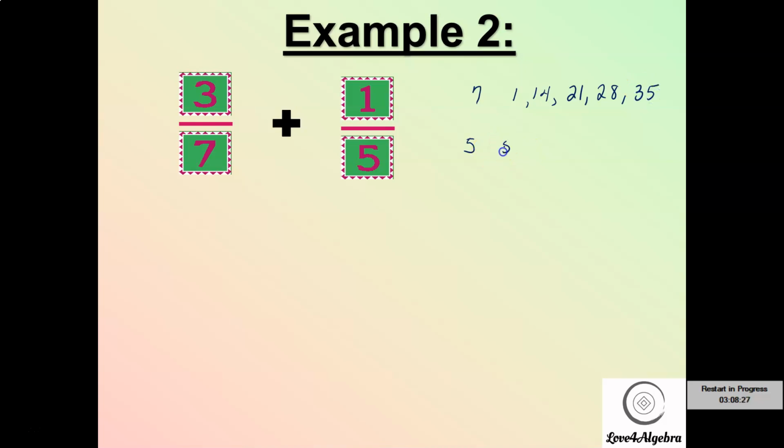So 5 times 1 is 5. Times 2 is 10. 3 is 15. 4 is 20. 5 is 25. 6 is 30. And then we're already at the 7. So our common denominator here is going to be 35.